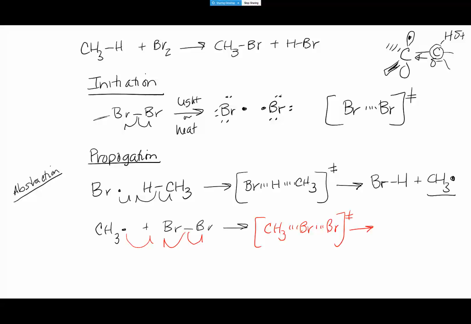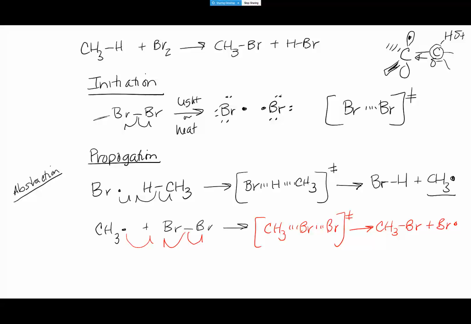And then on the other side, I'm going to make my product, my methyl bromide, and I generate a new bromine atom. So those are the two propagation steps. The first one makes the alkyl radical, and the second one has the alkyl radical react with an intact bromine to make the product, but it also generates another bromine atom. Okay.